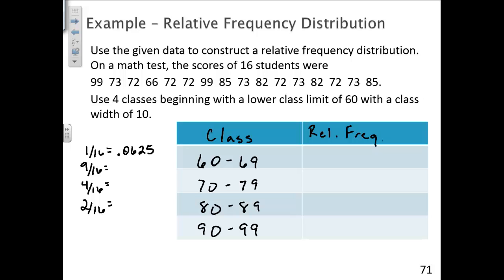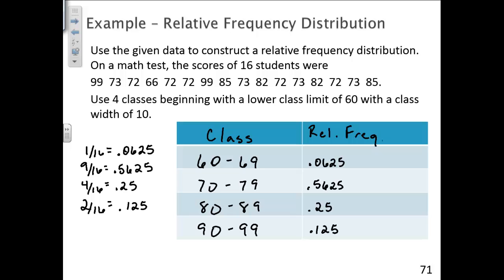1 divided by 16. 9 divided by 16 is 0.5625. 4 divided by 16 is 0.25. And then 2 divided by 16 is 0.125. So if we wanted to list our relative frequencies as decimals, we would use those values. I'm not going to round here. I'm going to leave them as the decimals that we found. On your homework problems, they may tell you to round to a certain number of decimal places, so make sure you follow the directions in the homework for rounding.